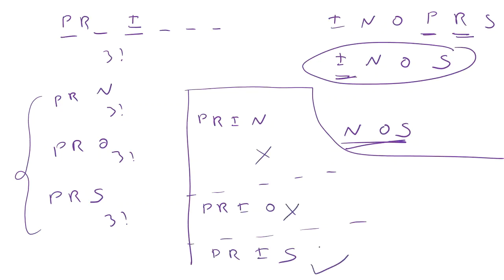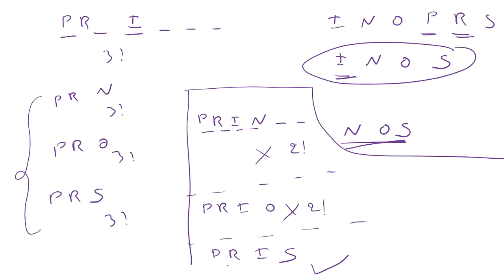So before coming into this box, we have to count how many words are there in these 2 boxes. How many words are there which begin with PRIN? I have fixed the first 4 blanks, so there will be only 2 blanks left out. So it will be equal to 2 factorial. Here also there will be 2 factorial words which begin with PRIO. So definitely these 4 words are going to be before the word PRISON.